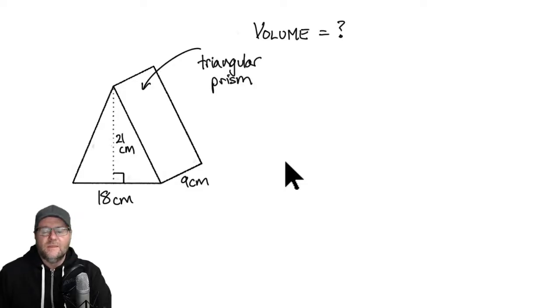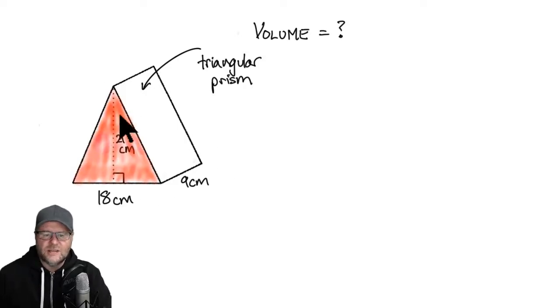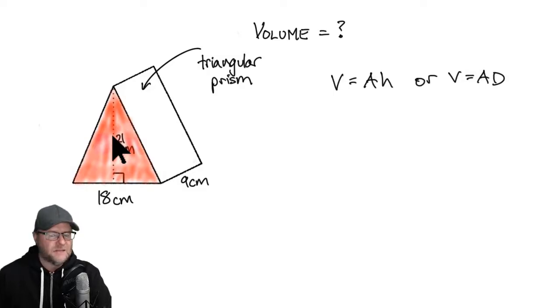So this being a triangular prism, because we name them by the shapes on the end, if I have a look, this little red shaded bit here, that's my triangular face. I need to work out the area of that. Any prism, if I can work out the area of the shape on the end, that's going to be my first step, because then I'm going to use that in the formula.